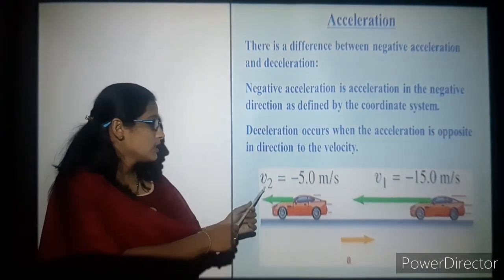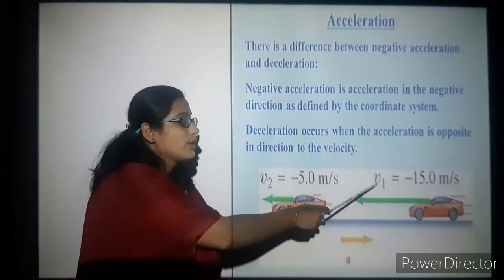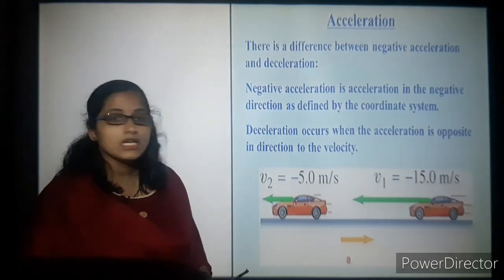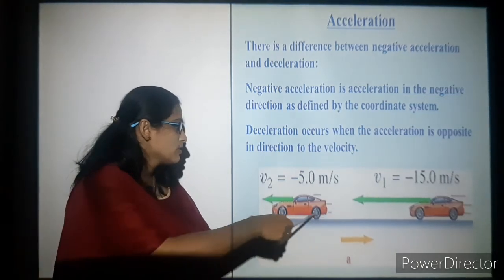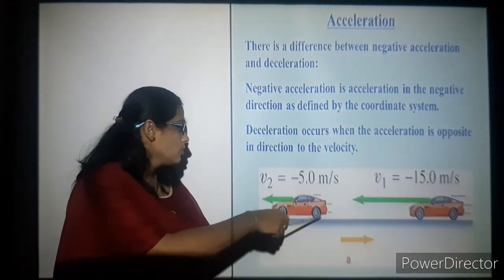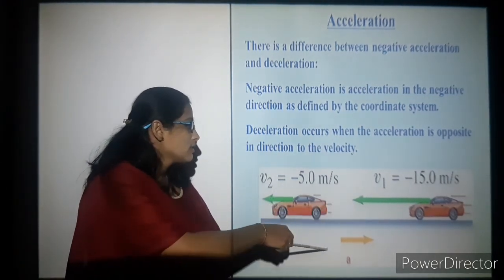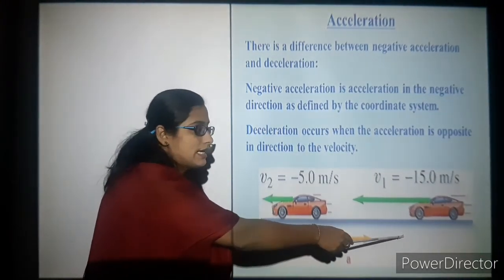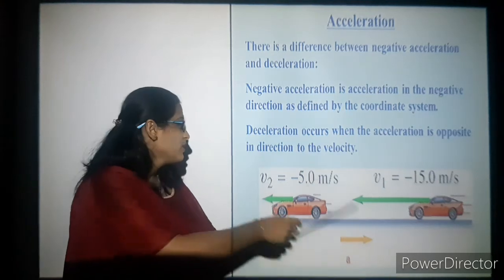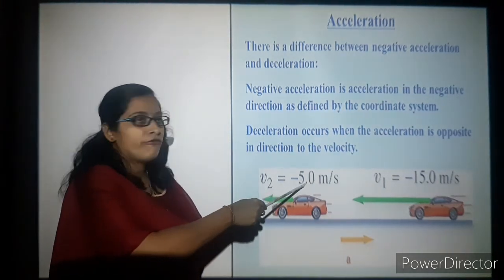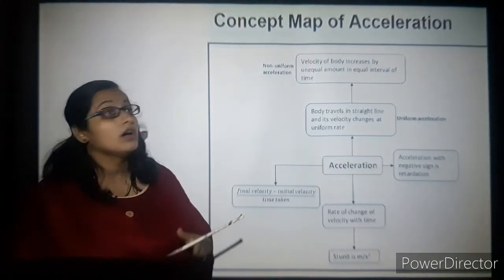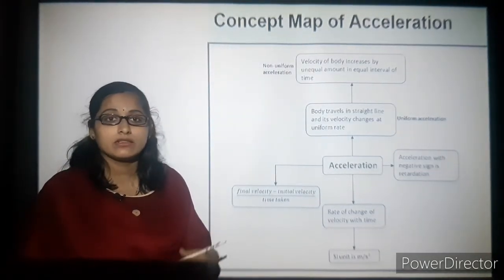So we can see that v1, our velocity 1, is minus 15 meters per second, and you can see the acceleration is in the opposite direction. You can see that the acceleration with respect to v1 and v2 is in the opposite direction, represented as a. So v2 is minus 5 meters per second. So you can see that we have completed acceleration.